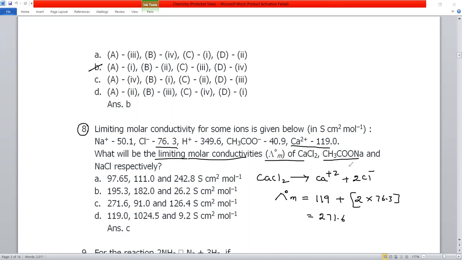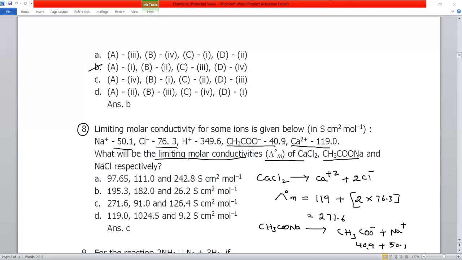On simplification, we get 271.6 for CaCl2. Now the sodium acetate. Sodium acetate, CH3COONa, will dissociate into CH3COO- plus Na+. So there is one cation and one anion. The acetate anion molar conductivity at infinite dilution is how much, student? It is 40.9, plus Na+ is 50.1. We add these and we get 91 as the answer.